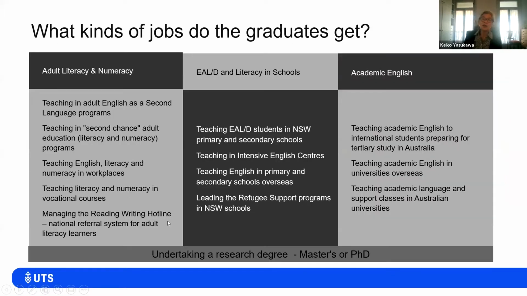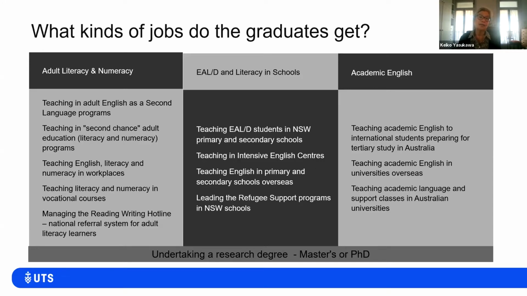So what kinds of jobs do the graduates get? This is just an indicative set of jobs that our graduates are doing. Those who tailored their course in the adult literacy and numeracy stream have gone on to teach adults English as a second language. Some of them are working in the Adult Migrant English program, which is a government-funded program for recently arrived migrants. It's an English language and settlement program.